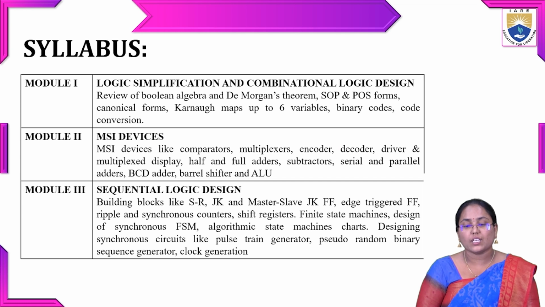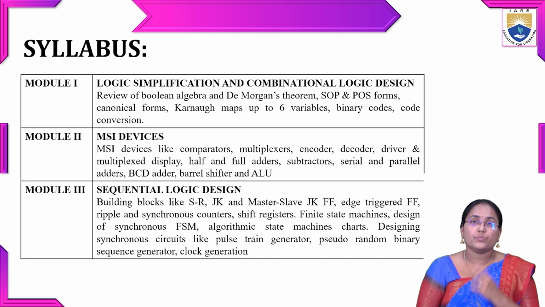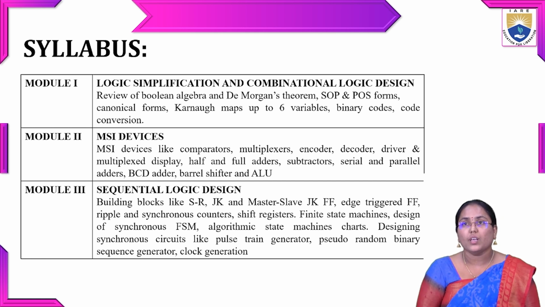Next, let us see the syllabus of this particular course. Module 1 will be covering logic simplification and combinational logic design. Here in this first module, we'll be covering the review of Boolean algebra and De Morgan's theorem. SOP, that is sum of products, and product of sums forms will be discussed. Canonical forms will be discussed. Karnaugh maps up to 6 variables. Binary codes and code conversion are discussed.